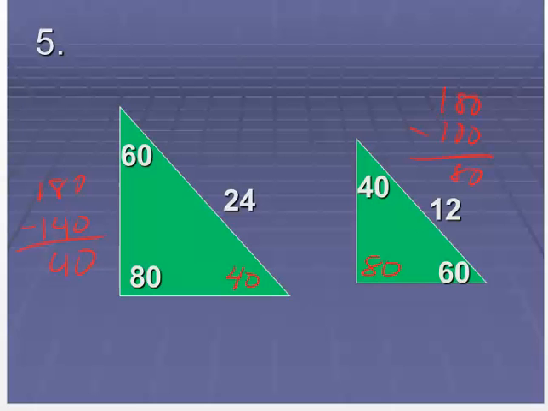So what's happening is these triangles have two pairs of angles that are congruent, but one of the triangles has been flipped around. It has been flipped over so that the 40 is at the top instead of the bottom. However, I still have two pairs of congruent angles. So yes, these are similar by angle-angle similarity.